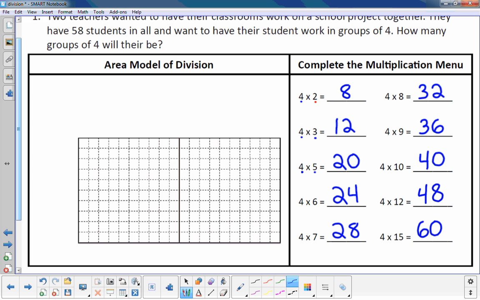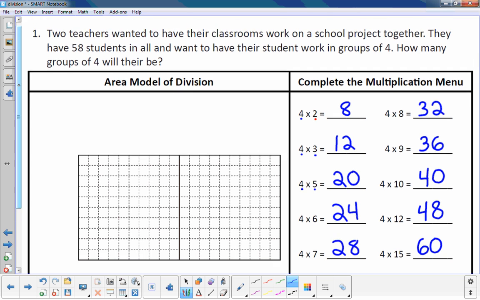And I believe it's 58. Let's look up above. Yep, 58. Well, none of those are 58. I noticed 60 is really close to 58, but the number 60 is too big. I noticed that 4 times 12, 4 students in each of 12 groups, that'd be 48 total students. That's a good number. So let's start this area model process.